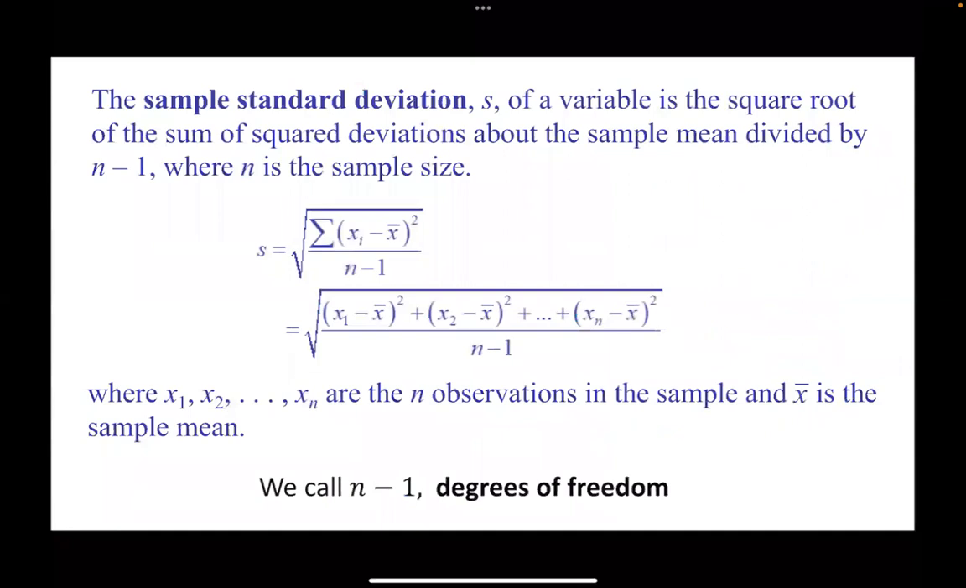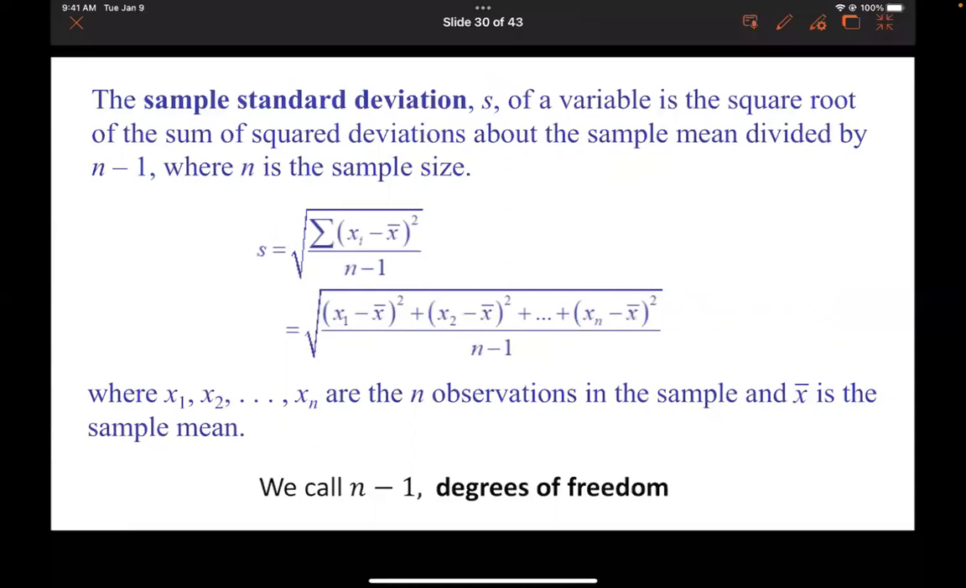Sample standard deviation, there's one difference. Well, two differences actually, because s, lowercase s, is the symbol for sample standard deviation. We just use a lowercase s. And the only other difference is we divide by n-1 instead.